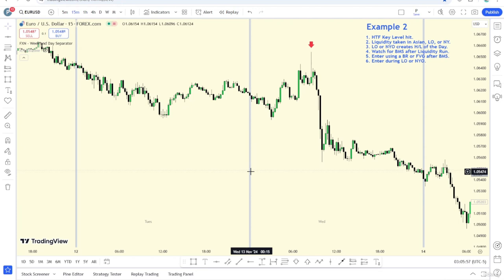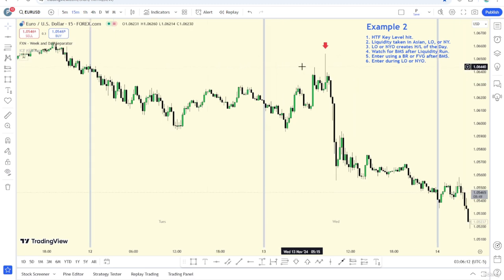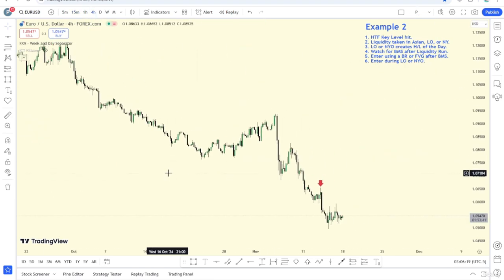So this is the Euro USD 15 minutes chart. Let's go to the 4-hour chart first, so that we can get those higher time frame key levels that were actually used in this setup example. So this is the setup example right here. When you go to the 4-hour chart, so this is our 4-hour chart.